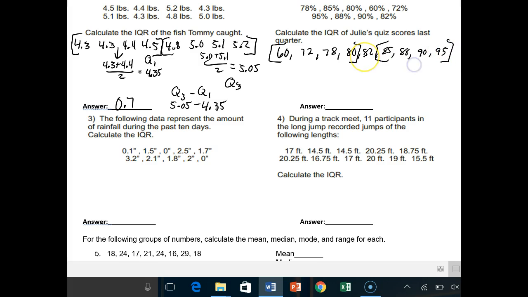Again, 82 would be our median, but we don't need the median. We just need quarter 1 and quarter 3. So 2 on either side here for this middle. So that's 72 plus 78 divided by 2, or aka 75 for quarter 1. And then 88 and 90, you could add that up and divide by 2, or you could just recognize, hey, 89 is in between those two, and that's quarter 3. So quarter 3 minus quarter 1 would be 89 minus 75 to give you 14.